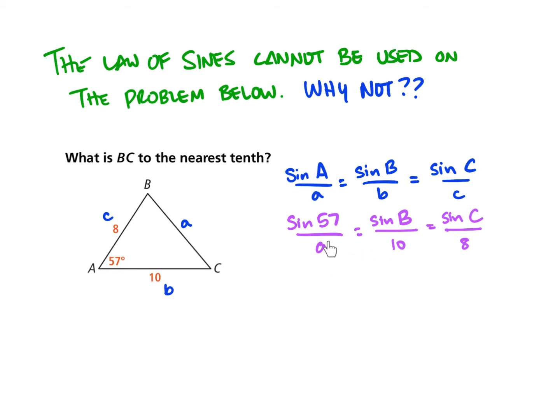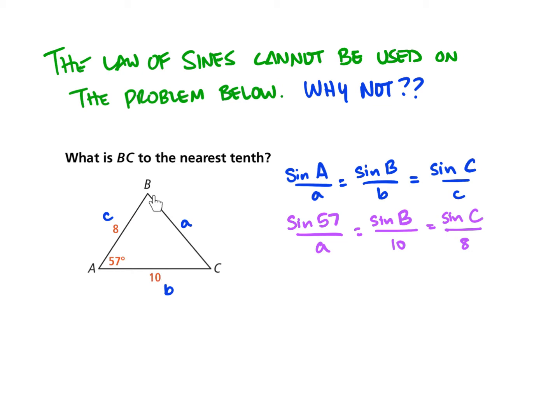But if you look here, if I pick these two, I have an unknown here and an unknown here. If I pick these two, I have an unknown here and an unknown here. And if I pick the first and third one, I have an unknown amount here and an unknown amount here. So no matter what combination of fractions or ratios I'm picking here, I'm not going to be able to pick a combination where I know three of the four things and I'm able to solve for the one thing that's missing. No matter which two I pick, I'm going to have two unknowns. So the law of sines would not help us here.